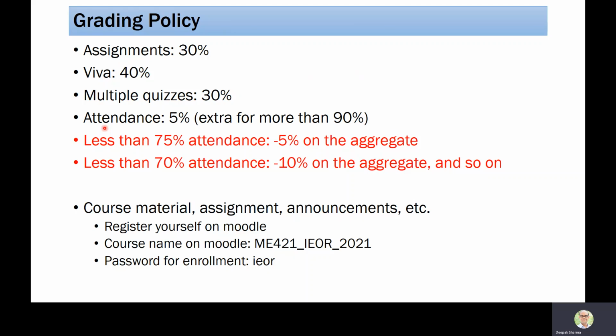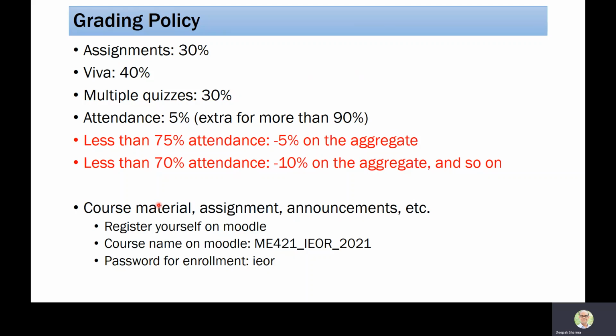As a part of attendance, I have given a reward of 5% extra. This is a top up. If somebody is attending the classes online, and the attendance is more than 90%, then 5% extra will be given to them. If the attendance is less than 75%, then I will be deducting minus 5% on the aggregate. Similarly, if it is less than 70%, then I will be deducting minus 10% on the aggregate and so on.